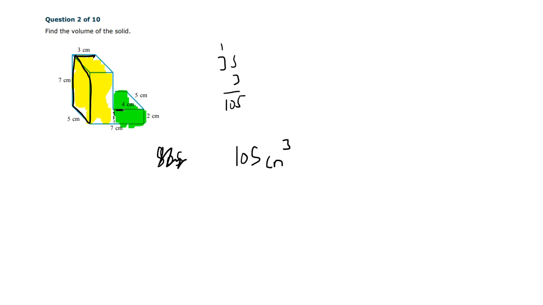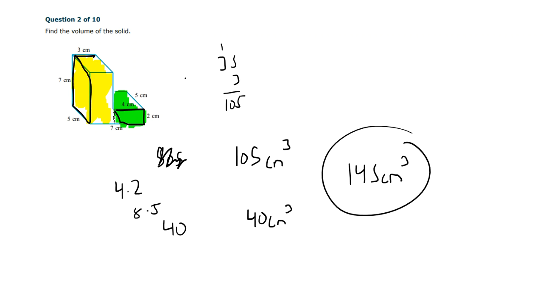Okay. And now let's go ahead and find the volume of this one. So we have a rectangle that is 4 by 2, basically. Okay, so the area of this rectangle, to find that, we do 4 times 2, and then we're going to multiply that by the 5. So 4 times 2 is 8. 8 times 5 is 40, so we would say 40 centimeters cubed. We add those two together and we get 145 centimeters cubed. Voila, that's the volume of the solid.